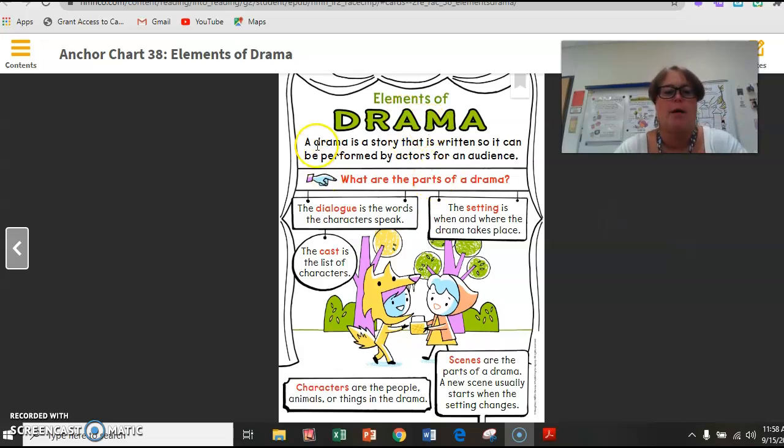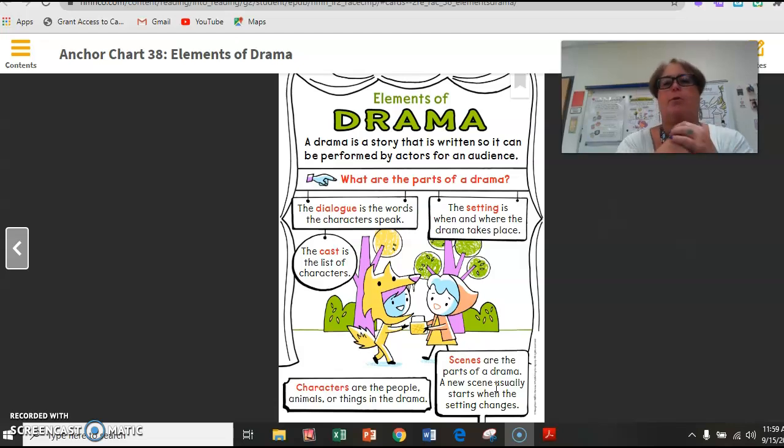Elements of a drama. A drama is a story that is written so it can be performed by actors for an audience. What are the parts of a drama? The dialogue are the words the characters speak. The setting is when and where the drama takes place. The cast is the list of characters. The characters are the people, animals, or things in the drama, and the scenes are the parts of a drama. A new scene usually starts when the setting changes.